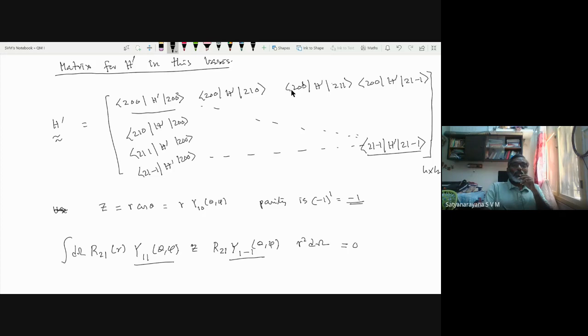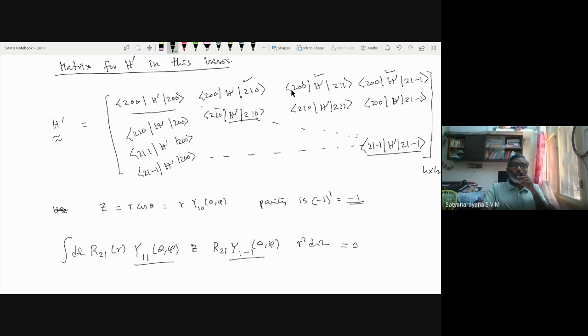So this term will go to 0. All the diagonal terms should go to 0. And 200 h prime 211. So these three terms, and this is 210 h prime 210. This will be 0. And 210 h prime 211, this also will be 0. 210 h prime 21 minus 1, this also will be 0.